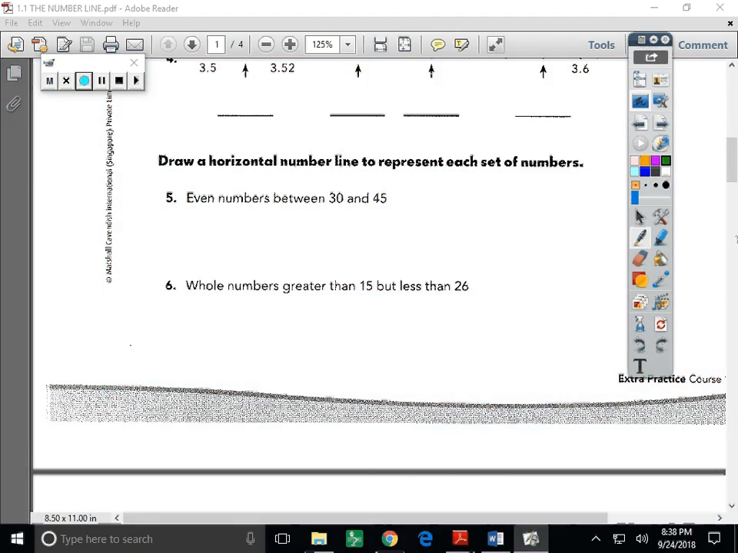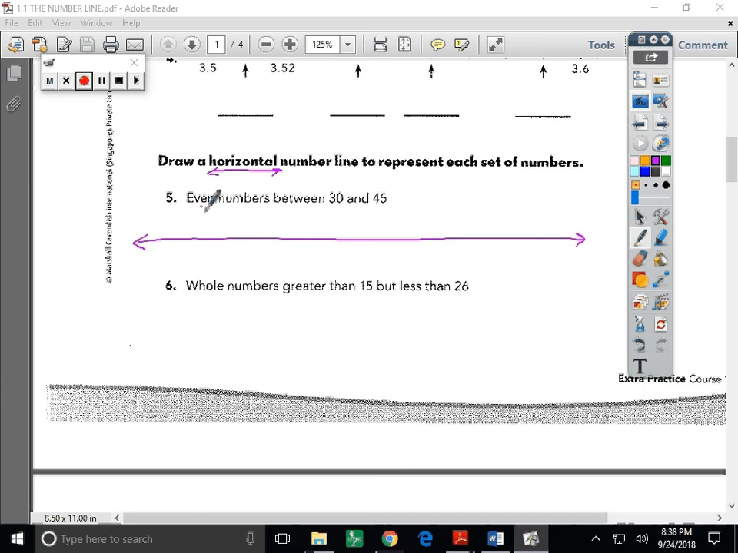We're going to draw a horizontal number line to represent each set of numbers. Well, I hope you're flinging out your arms as we speak. Horizontal. That should look familiar to you. We are moving from left to right, and I'm giving myself quite a bit of room to work.